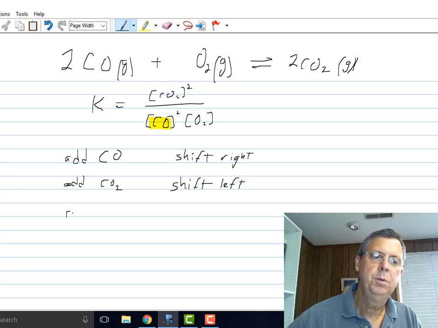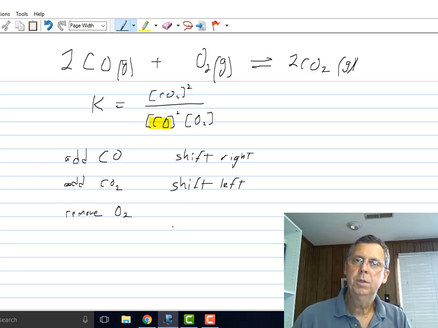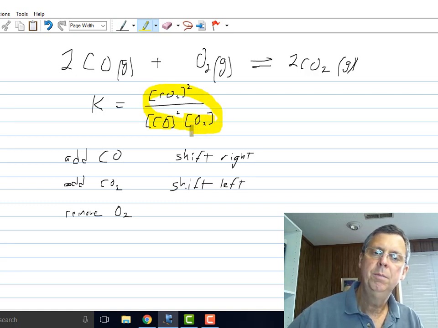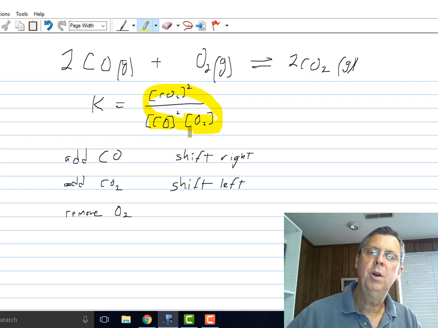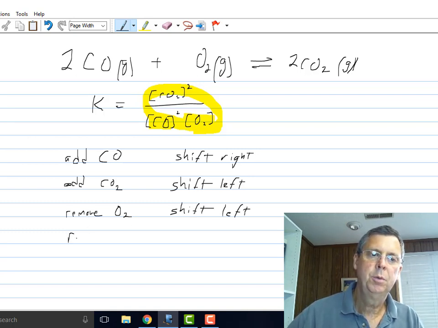By the same token, if we were to remove oxygen, for example, well, now we're removing one of our reactants. We're getting rid of oxygen here, so this whole ratio now will be getting too large. Since it's getting too large, it's going to have to shift back to the left to reestablish equilibrium.